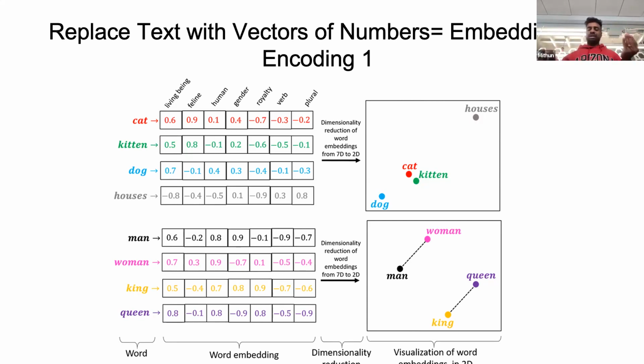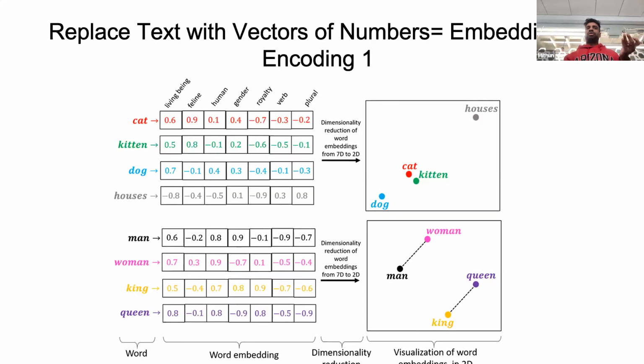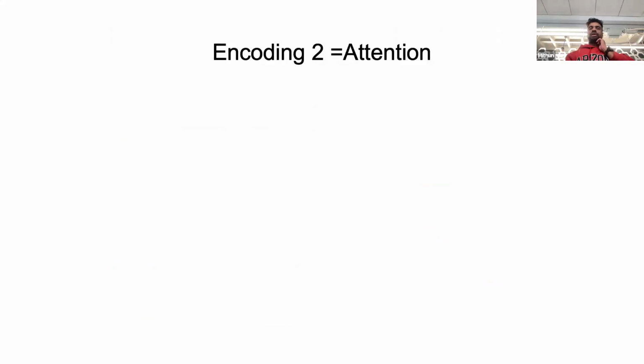So the basic idea remains the same. Like earlier in computers, we wanted to encode things in terms of bytes. But now for neural networks, we are encoding in terms of these word vectors, also known as word embeddings. Now, there is another encoding that is very quintessential to the transformer architecture, and this is known as attention.